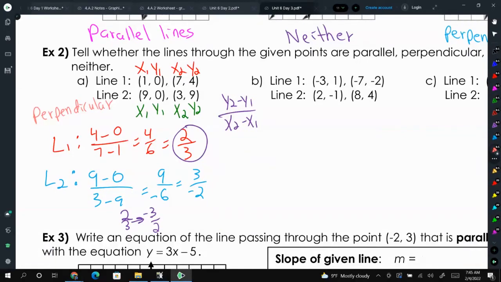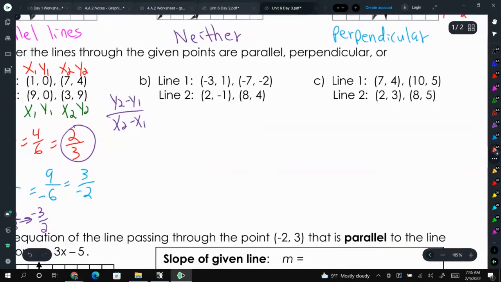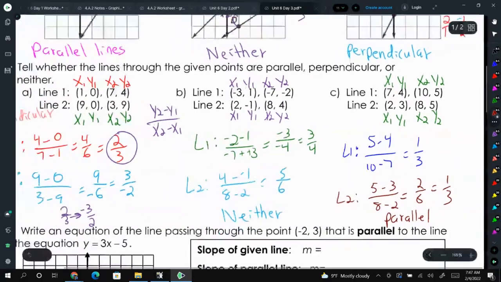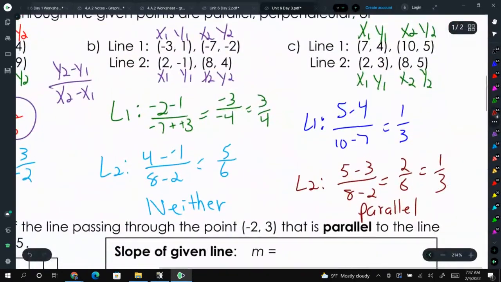So I want you to pause the video and try letters B and C right here. Calculate the slope for these lines, and then tell me if they're perpendicular, parallel, or neither. All right, so you can see my work here. Letter B, the slopes are not the same, so it's neither. And in letter C, once you simplified the second line, you would see that they both have a slope of 1/3. So that means they are parallel.